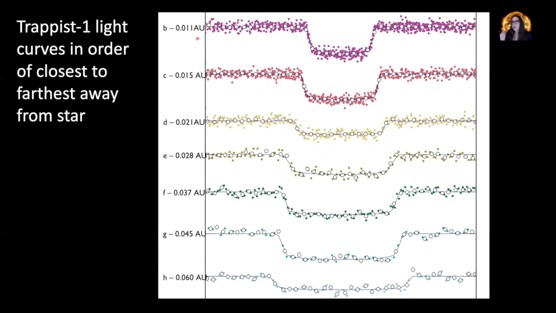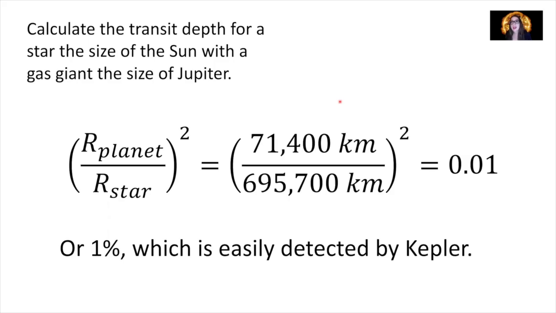So we have the closest one in, which is how we label the planets, the closest one in, TRAPPIST-1b, and then C, D, E, F, G, and H. And you see that as we get further away from the star, the width of this dip in the light curve gets longer. So let's calculate the transit depth for a star the size of the sun with a gas giant the size of Jupiter that's transiting across it.